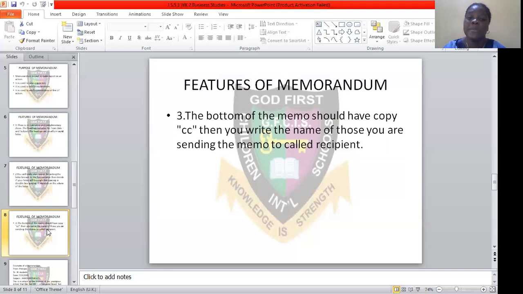And those that you copied those letters to can also be called recipients. They can be called what? They can also be called recipients. Those that will receive the letter. They are not the owner of the letter. They are not the one you wrote the letter to.